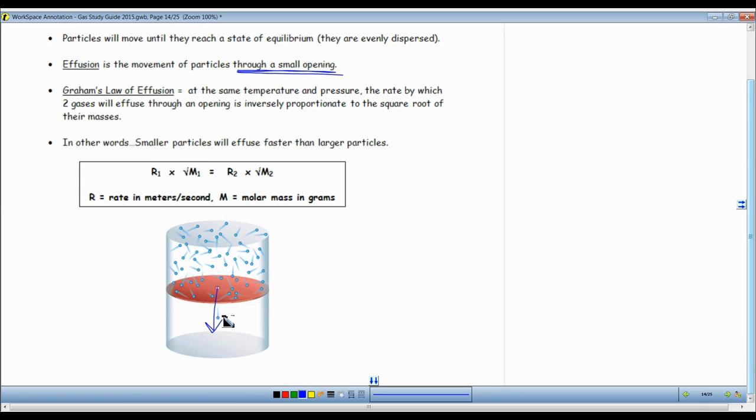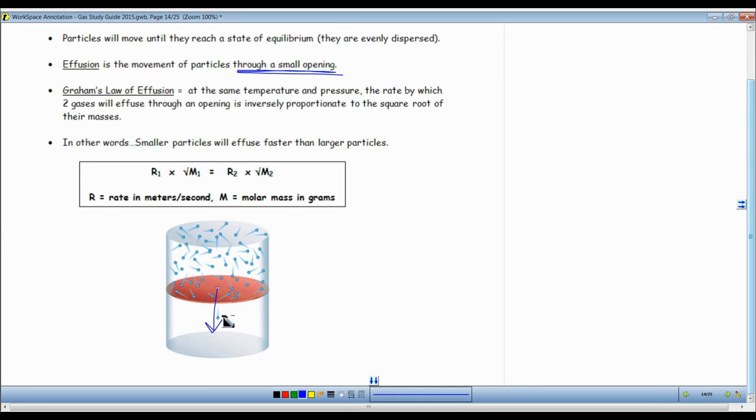Now, the description of Graham's law sounds a little bit crazy, but it actually makes perfect sense. At the same temperature and pressure, the rate by which two gases will effuse through an opening is inversely proportionate to the square root of their masses. Ugh, kind of a mouthful. Okay, so let's break it down.